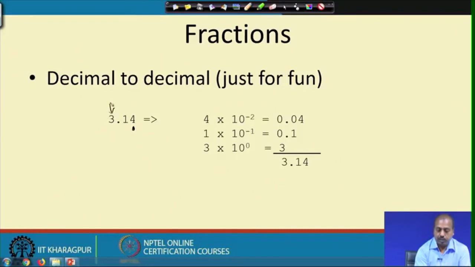This position weight is 0. After the decimal point, the first one has weight -1, the second one has weight -2, and it goes like this. For the sake of conversion, we can say it is 4 into 10 power -2 plus 1 into 10 power -1 plus 3 into 10 power 0. Ultimately you get 3.14. This is the decimal interpretation of these fractional numbers.